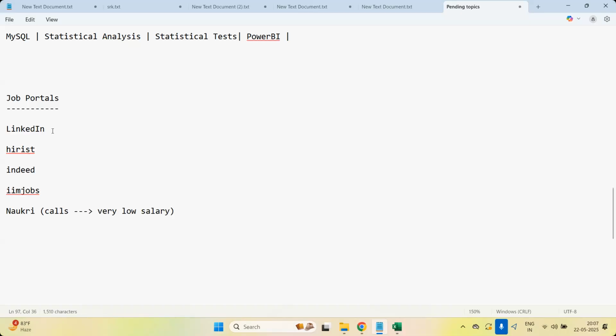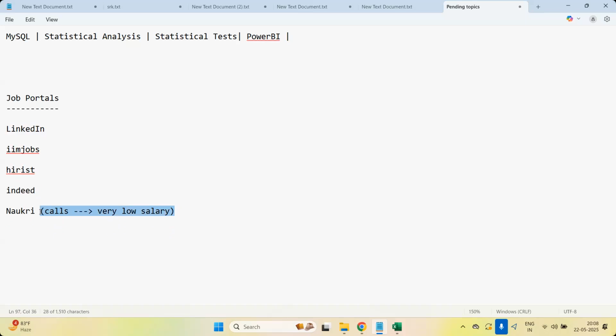Now, I will prefer LinkedIn first, then Hirist or Indeed, and IAM jobs is second priority, basically in this order, because there I will get very good, decent jobs with a good, decent salary. In Naukri I will get fake calls or very low salary based calls. But more number of jobs are there, less paid jobs.